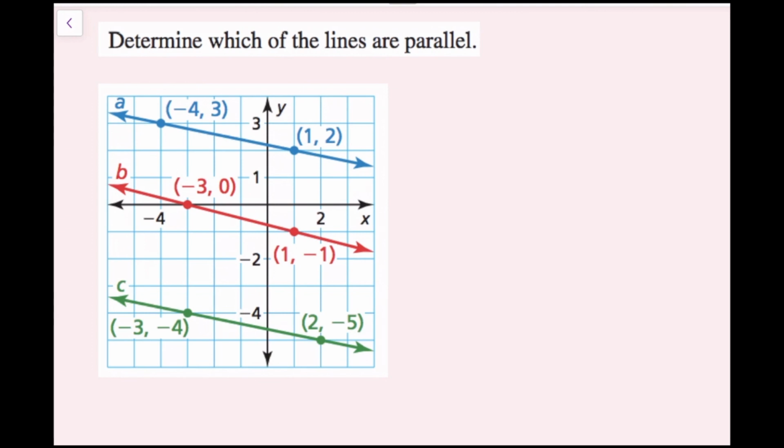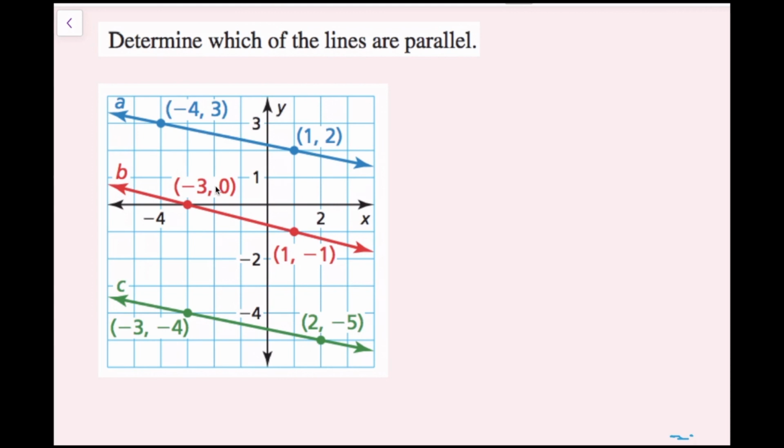Determine which of the lines are parallel. Well, I can see that all three of these lines are different lines, and if you remember, parallel lines have the same slope. So all I need to do is find the slope of the blue line, the red line, and the green line, and then I'll be able to determine whether or not they are parallel. So I'm going to start with the blue line, and I'll use my blue pen right here.